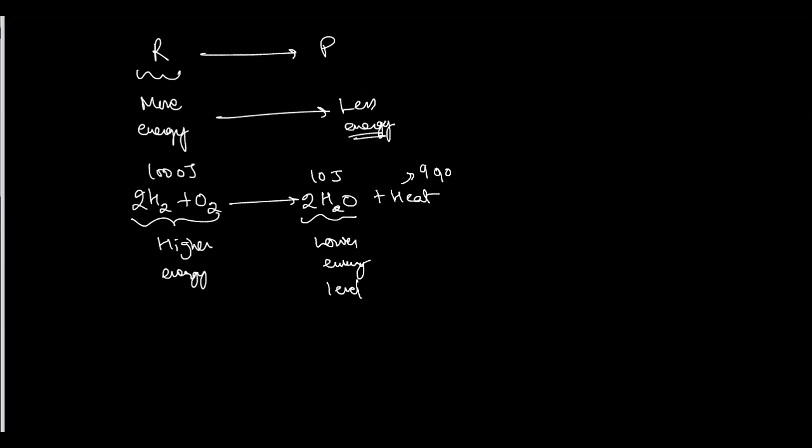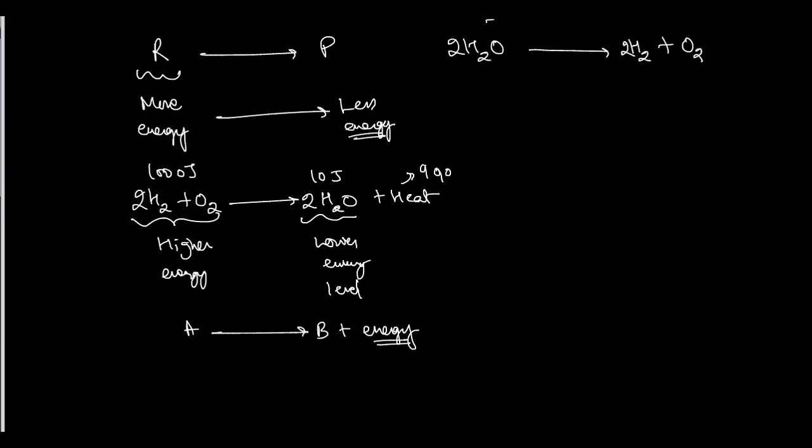So why is this happening? Because everything in the universe wants to be stable. Now if the reaction goes from A to B and energy is released in this step, and I reverse it, say I have water and want to get hydrogen and oxygen back from it, then I have to apply energy in the form of electricity to it.